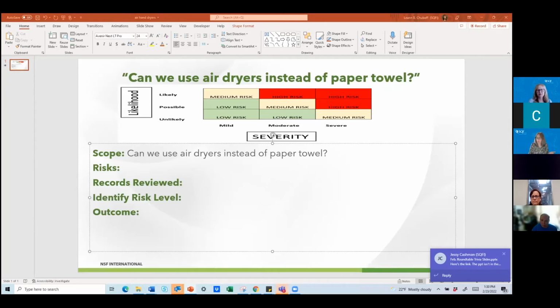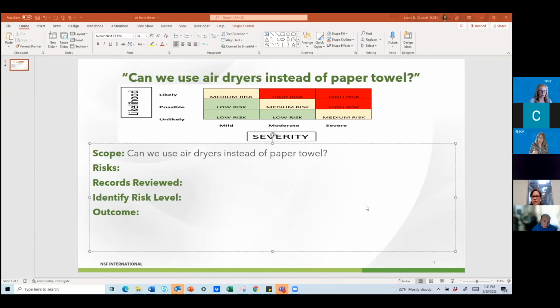So we pick these ones on purpose. The biggest one we get is about air hand dryers. Can we use air hand dryers instead of paper towels? Because in the code, it is specific. You have to have a means to dry your hands, but it has to be a paper towel.